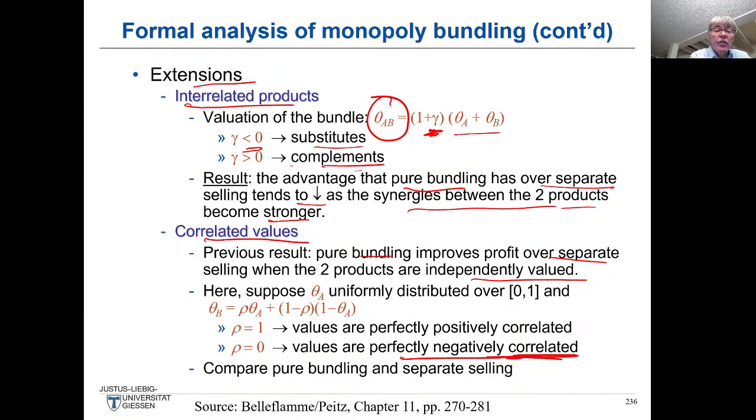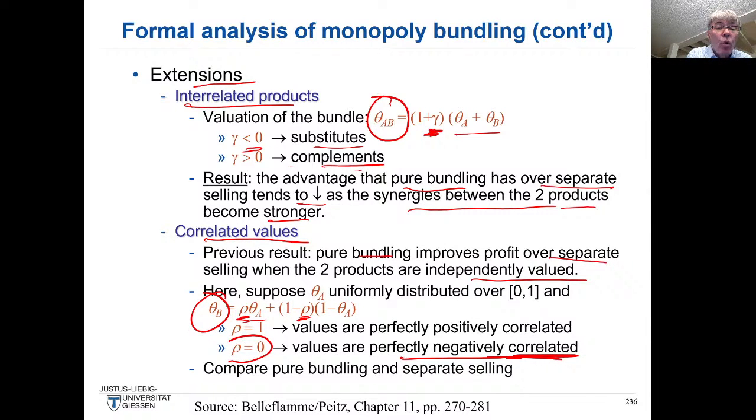So what we do here is just assume that theta B, the willingness to pay for product B, is some convex combination of theta A, where the convex combination is the parameter rho. What does this mean? Theta B is rho times theta A plus (1 minus rho) times (1 minus theta A). And if rho is 0, that means theta B is equal to 1 minus theta A. So if theta A is 1, very high, we know that if you have a high willingness to pay for product A, you have a 0 willingness to pay for product B.